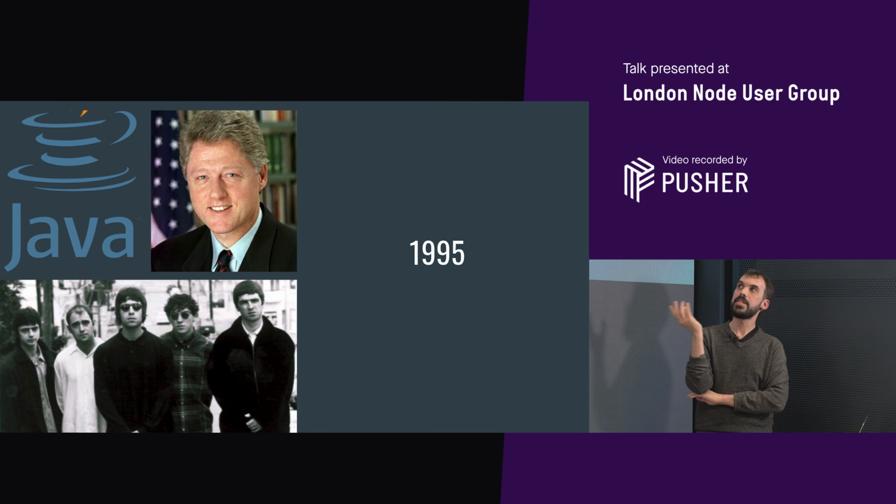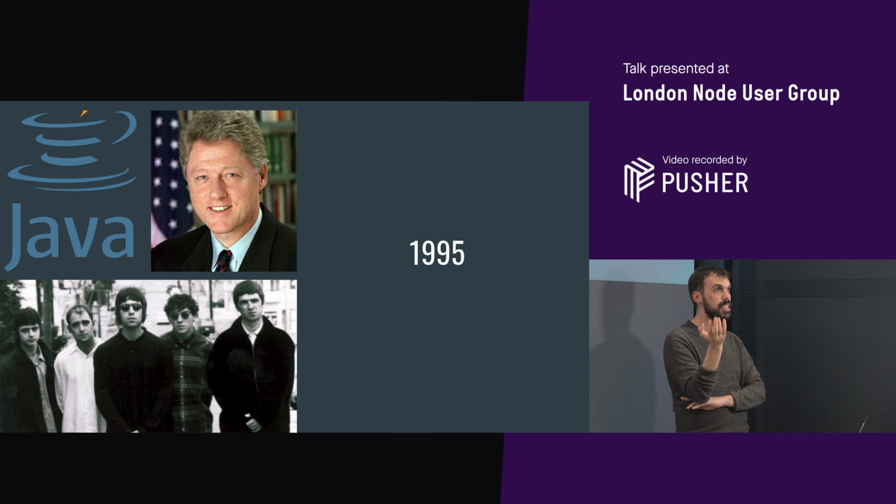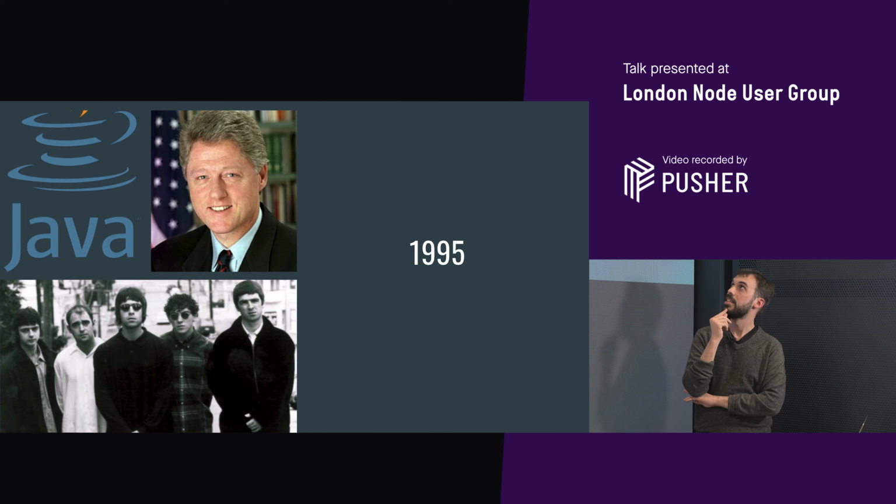So what was it like writing a first line of code in 1995? Java had just been released. Java hasn't always existed, contrary to popular belief. So in 1995, Bill Clinton was president, and Oasis, I checked, was the most popular band, who is British, at least in America, where I'm from.